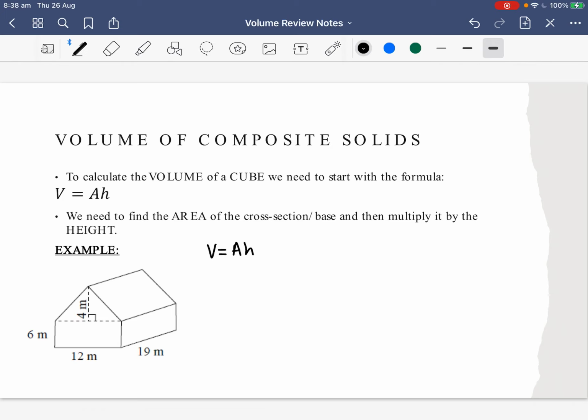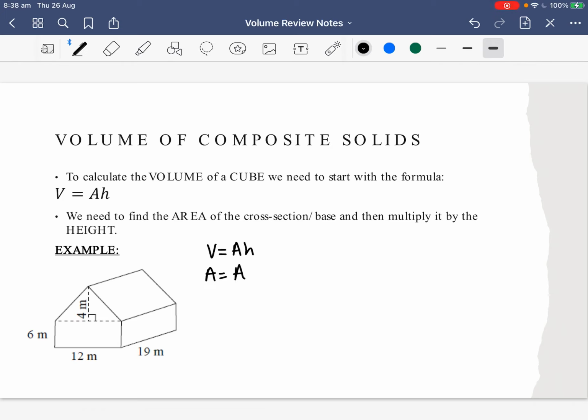So our first step here, we have our formula V equals AH, but we need to find A. So A is going to be area 1 plus area 2. Area 1, I'm going to say, is this blue triangle here. I'm going to call that area 1. And then area 2 is going to be this green rectangle here. So we want to find the area of area 1.